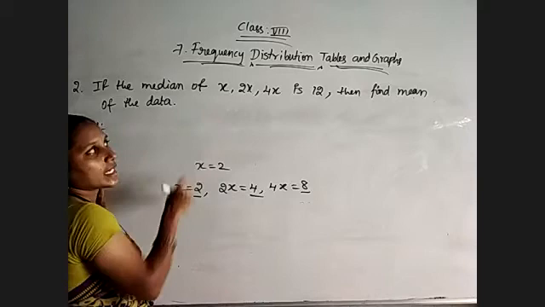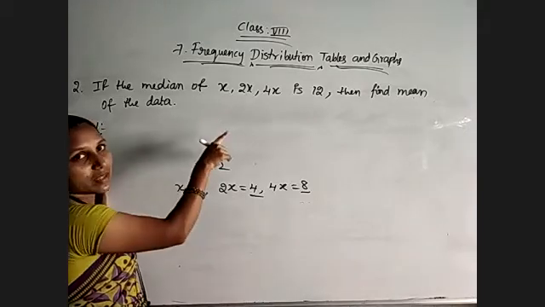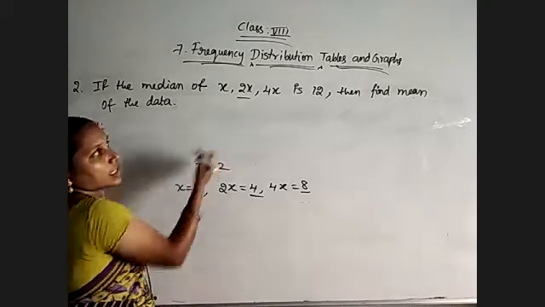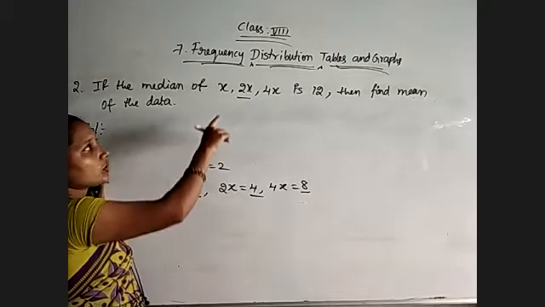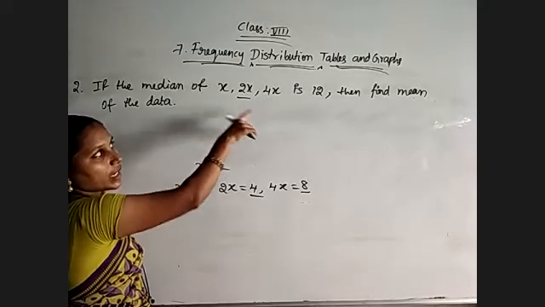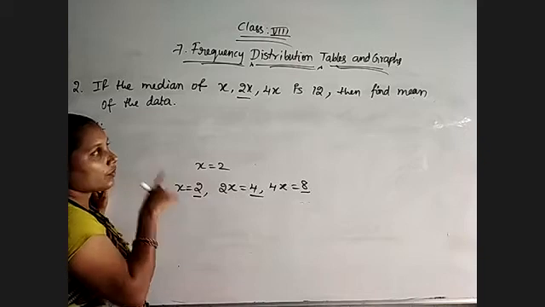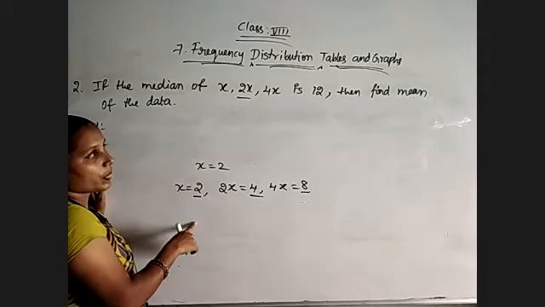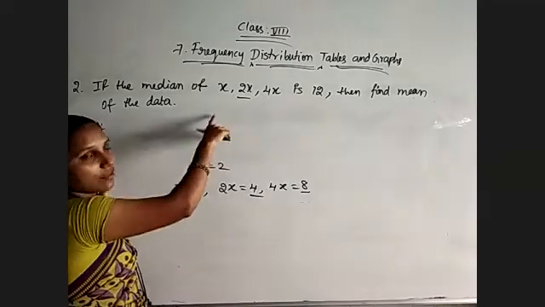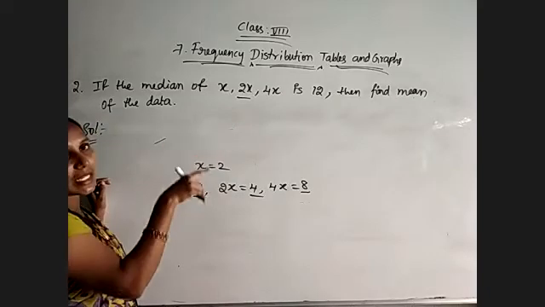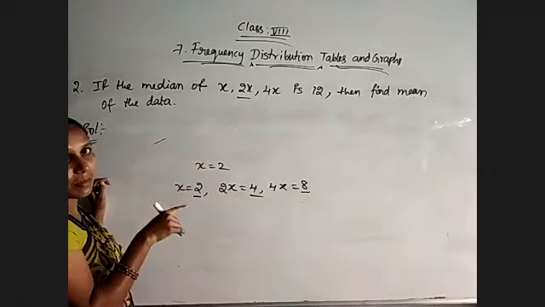Their median is 12. Only 3 observations are there, so exactly the middle value, that is 2x is 12. Like that, find out x value and 4x value. From there, we will get all the 3 observations. After that, we need to find out the mean. Mean is nothing but sum of observations by number of observations.